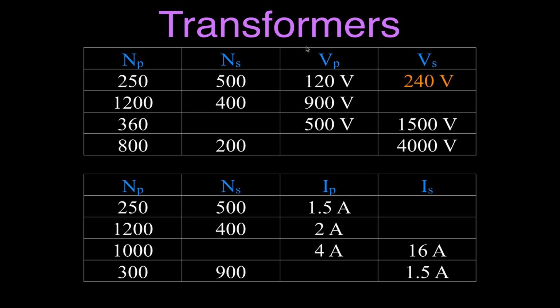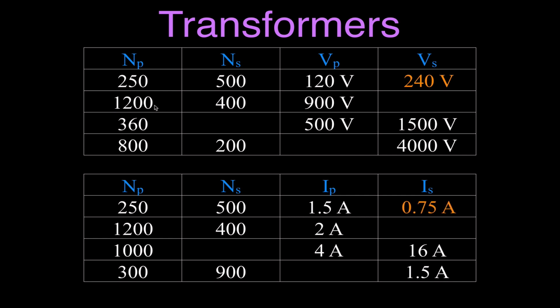Now we're going to go down here. Let's do the current because we want to understand the relationship between the voltages and the current. You can see this is still 250 and 500. Now in this case, we have 1.5 amps. We have twice as many windings in the secondary. Now is this going to be 3 or 0.75? Well, more windings in the secondary equals, we just said in the previous slide, less current, half as much current.